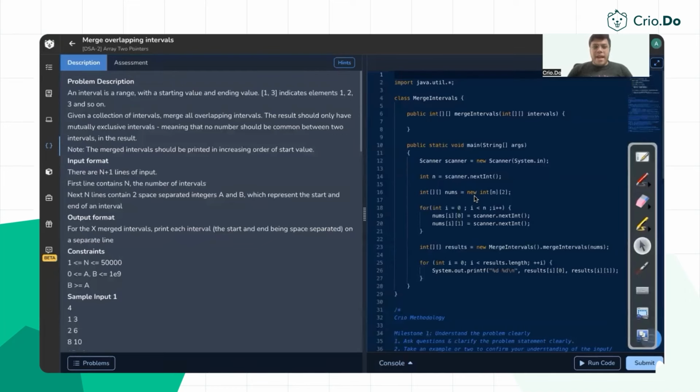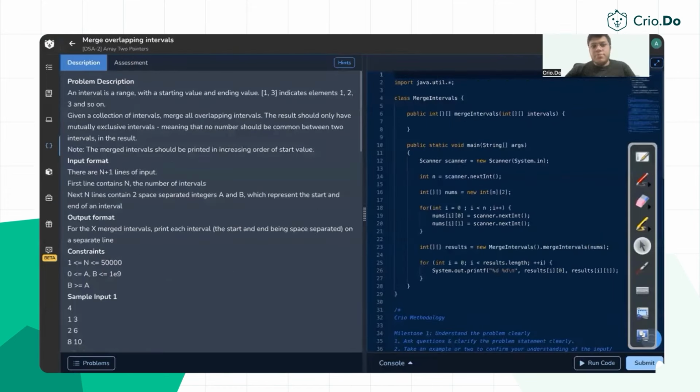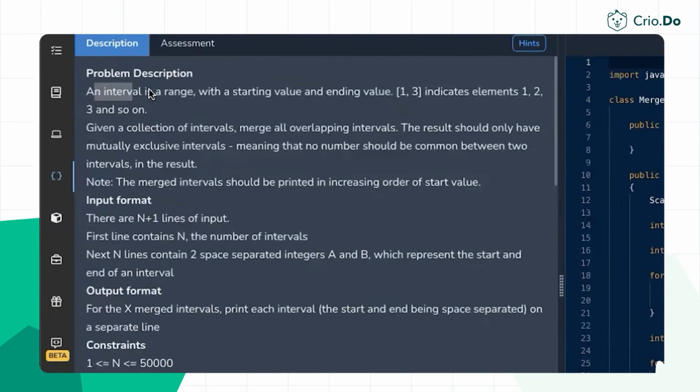Hello everyone, welcome back. In this particular video, we will be discussing the problem merge overlapping intervals. So what we are given in this problem is not just a single interval but a range of intervals. What is an interval?